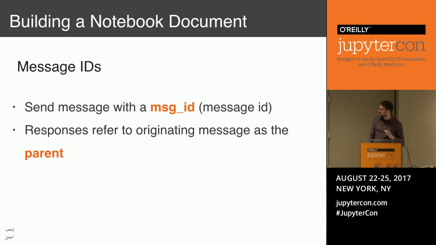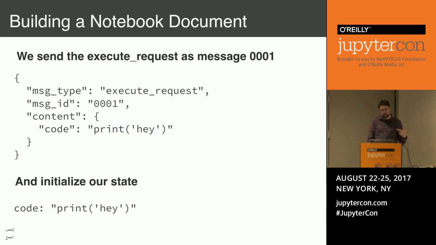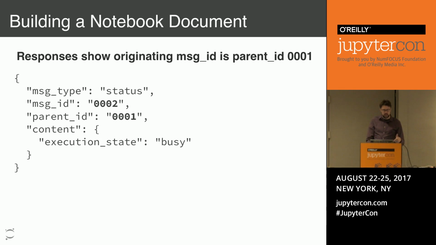And the key to this for us is message IDs. Like we have this stream of messages, and so we need to associate where an original message came from. So we have a message ID on the one we sent, and then all responses refer to an originating message as the parent. So we'll do those same messages again, but we're going to stick in a new field, which is the message ID. And then we're going to initialize our state. We're like, oh, okay, we sent code. So as we build this document, as we work through this, I'm going to do it in kind of like a YAML format on the side here. And so we sent with 0001, and so we got a response that was message ID 0002, and its parent refers to that one message.